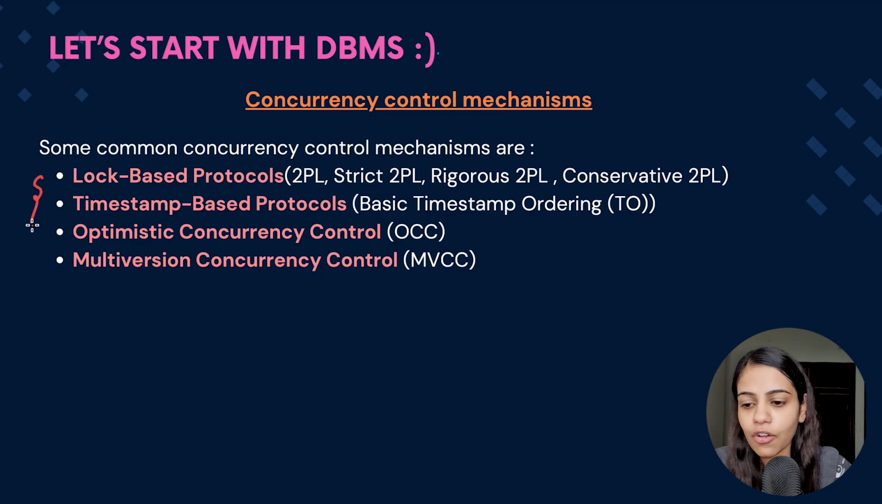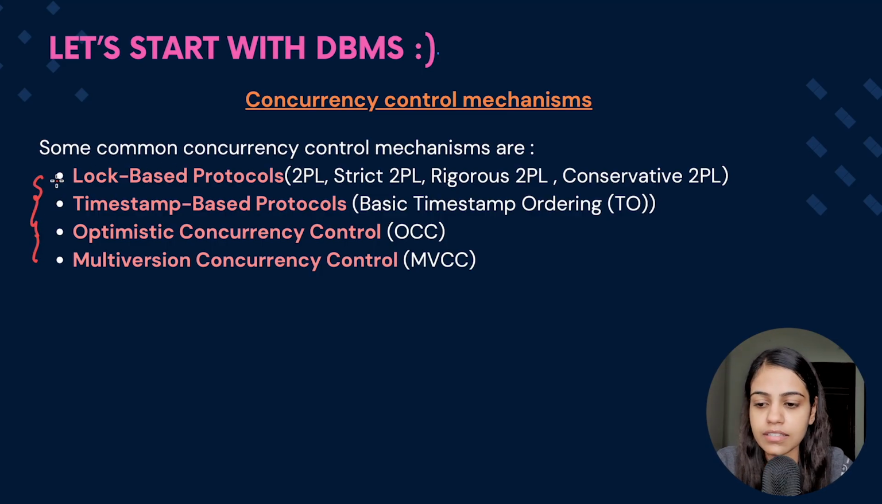Here are some of the commonly used concurrency control mechanisms. The first one is log-based protocol. The second one is timestamp based protocols. The third one is optimistic concurrency control, and the fourth one is multi-version concurrency control. So let's start with log-based protocols.